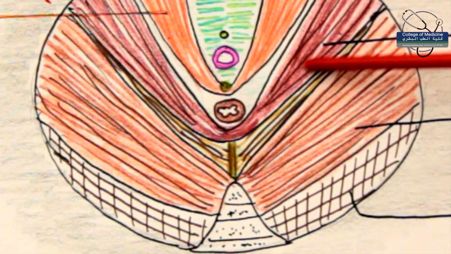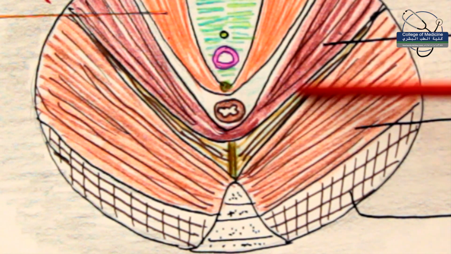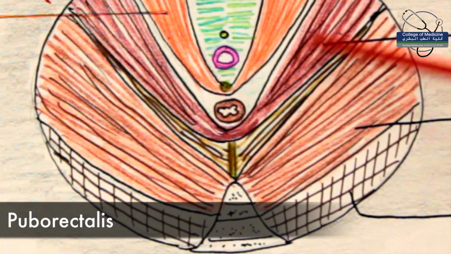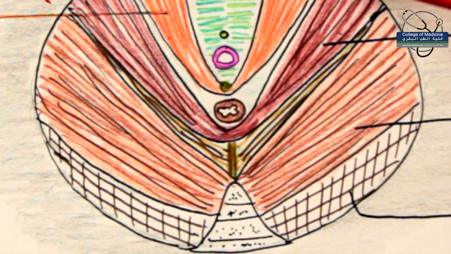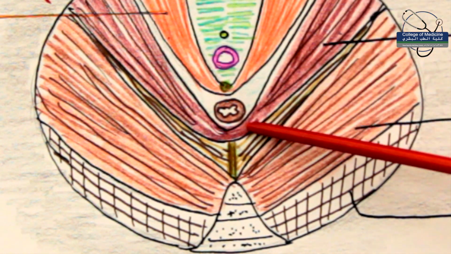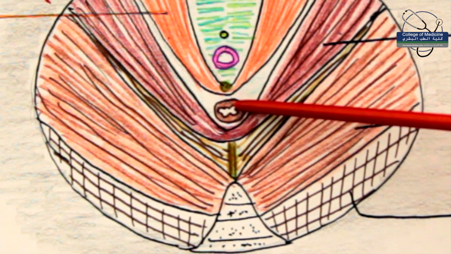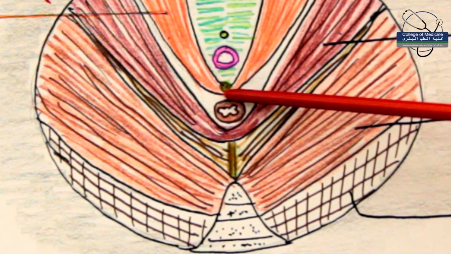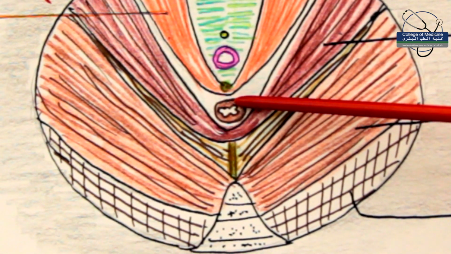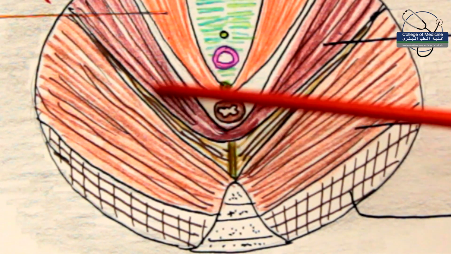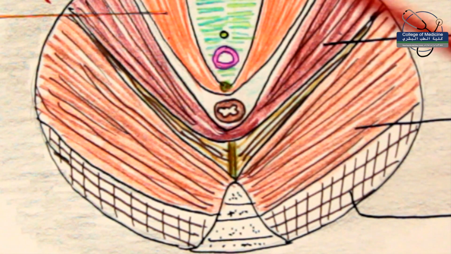Then the other slip is again a U-shaped structure originating from both sides, and this is known as the puborectalis, because you can see that it's originating from the back of the pubic bone, and it's creating a sling behind the anal canal. The anal canal is the downward continuation of the rectum, the lowest end of the digestive system. So you call it the puborectalis. It acts like a sling. It acts like a sphincter.